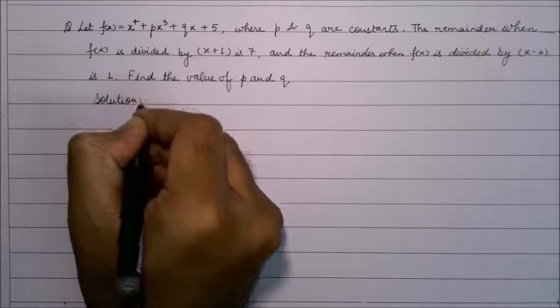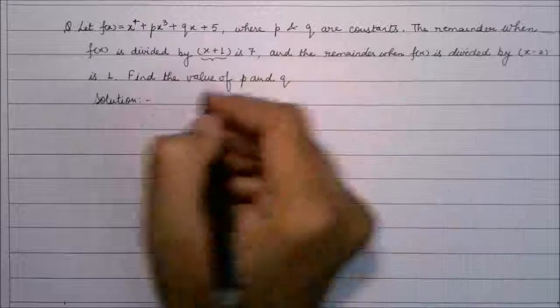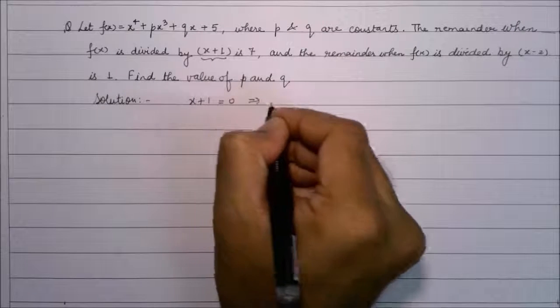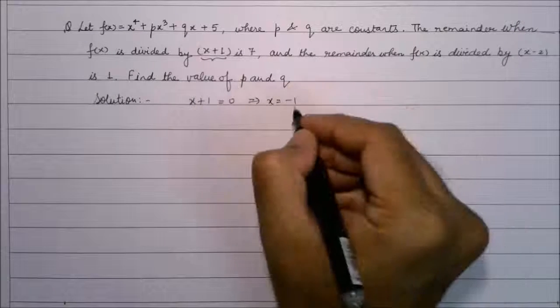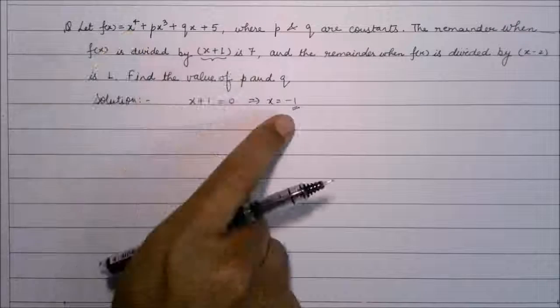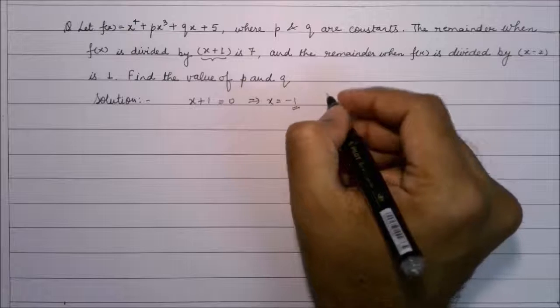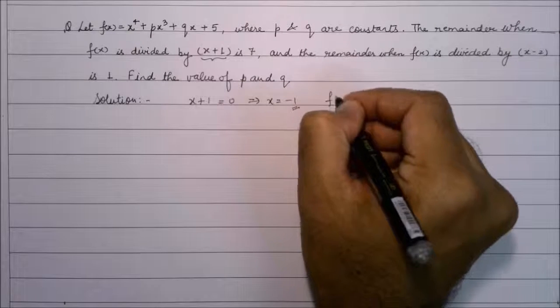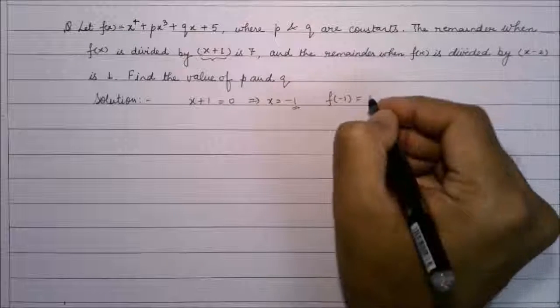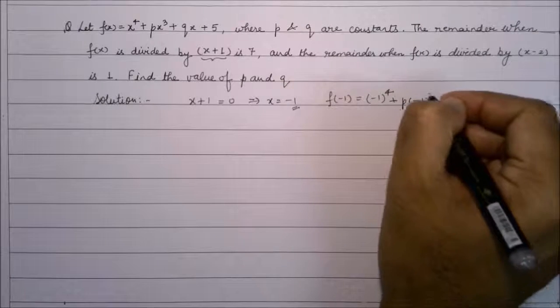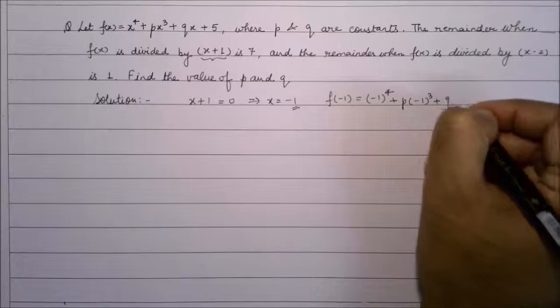So the first thing given to us is x plus 1. Let me equate it to 0. What I am getting? I am getting x equals minus 1. When I plug this value of x equal to minus 1 in this equation, I will be getting f of minus 1 equals minus 1 to the power 4 plus p times (minus 1) whole cube plus q times minus 1 plus 5.